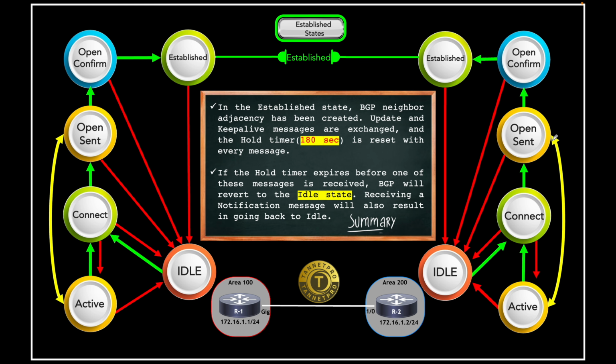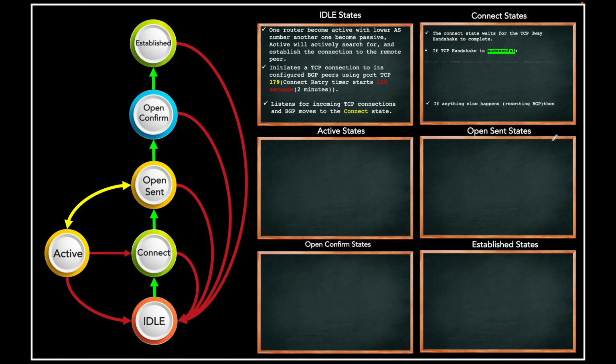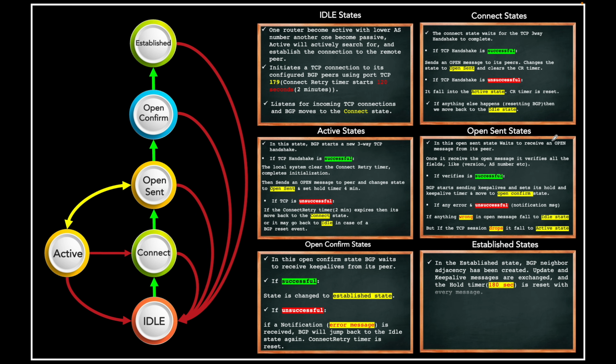Now this is the time to summarize all of this. Let me summarize one by one. Over here there are 6 states, and each state is explained on this board, on the right-hand side, and the left-hand side shows all the states. With this diagram, you can understand what basically happens.